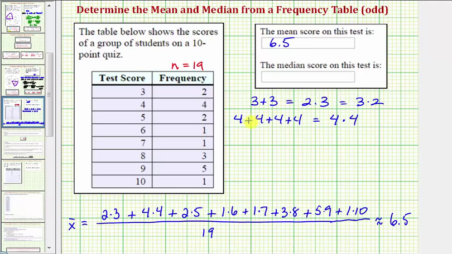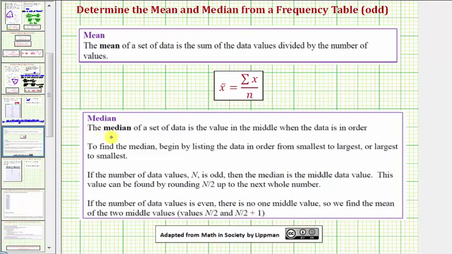And now let's determine the median. For review, the median of a set of data is the value in the middle when the data is in order. So to find the median, we begin by listing the data in order from smallest to largest or largest to smallest, which in our case has already been done. So next, if the number of data values n is odd, which is our case, then the median is the middle data value. This value can be found by rounding n divided by 2 up to the next whole number. Notice in our book, they're using capital N rather than lowercase n, but either way, n represents the number of data values.